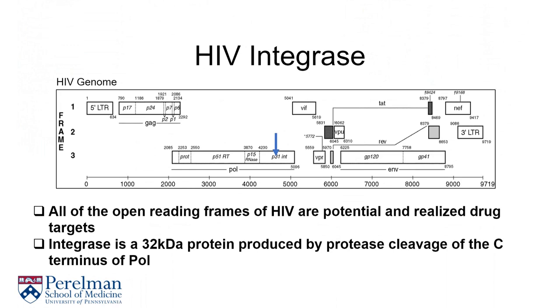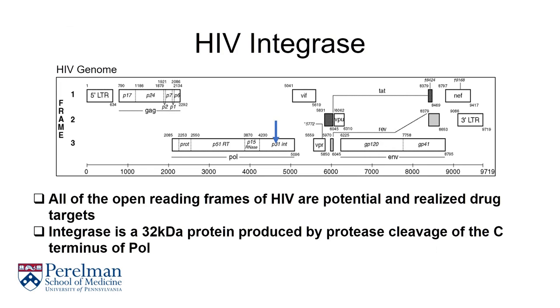This is a genome map of HIV, about 10 kilobases. These open reading frames that you see are all either potential or realized drug targets in the clinic. The HIV genome only encodes for three enzymes: protease, reverse transcriptase, and integrase. Integrase, the protein I'm going to tell you about today, is a 32 kilodalton protein produced by the protease cleavage of the C-terminus of the pol open reading frame.